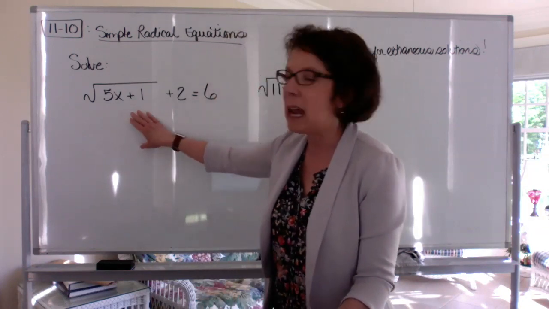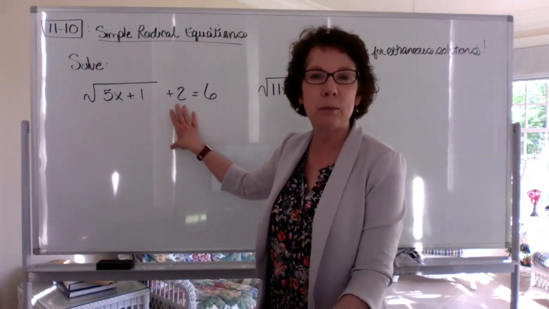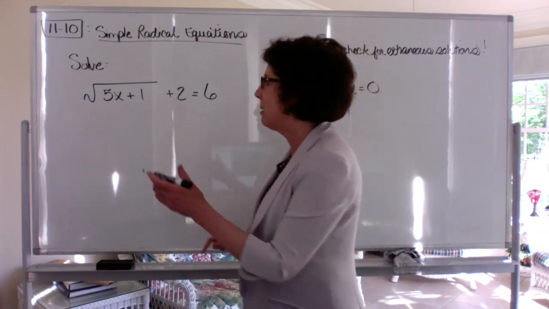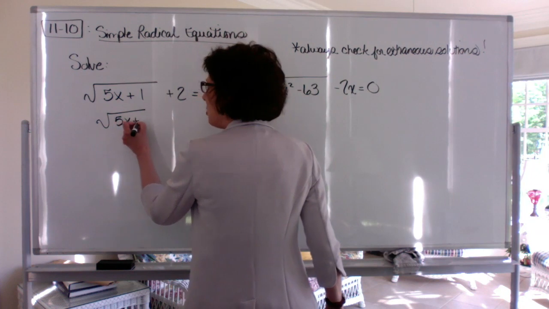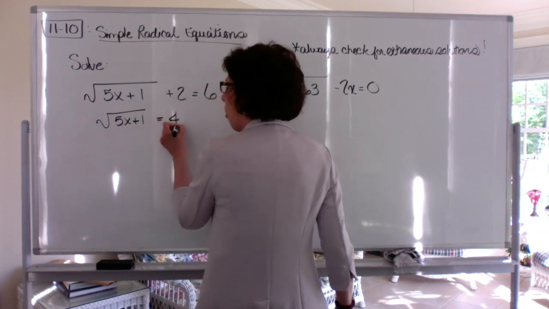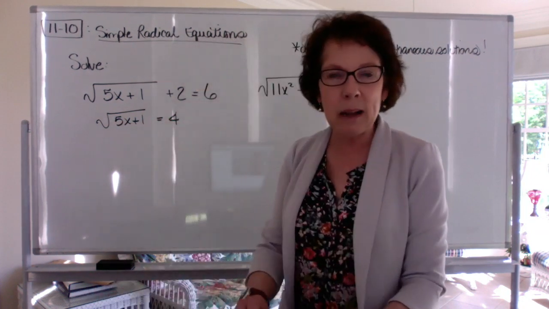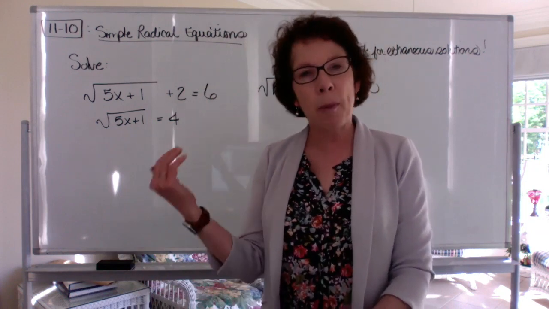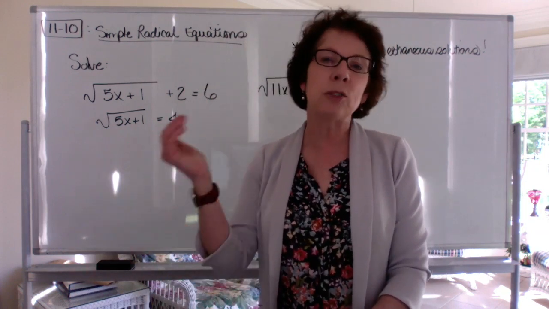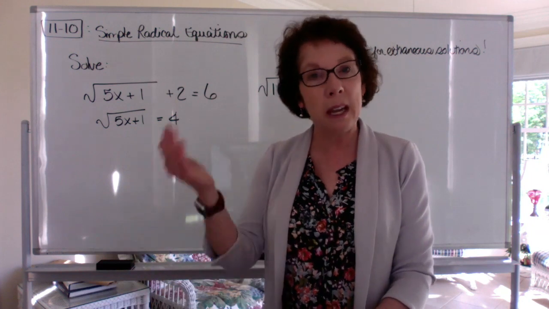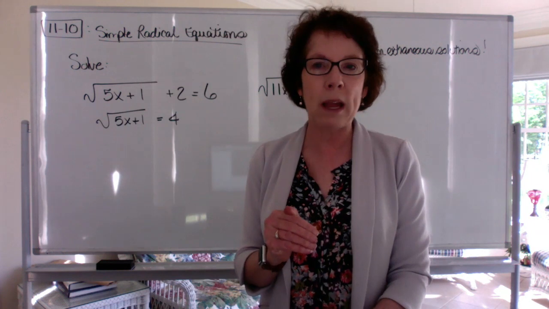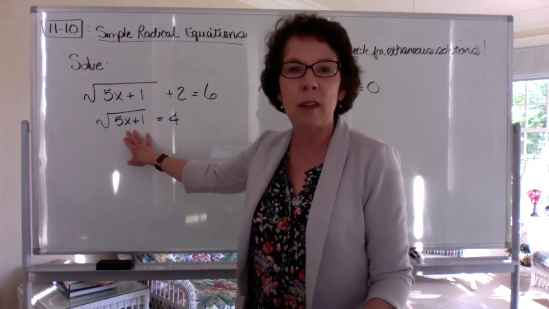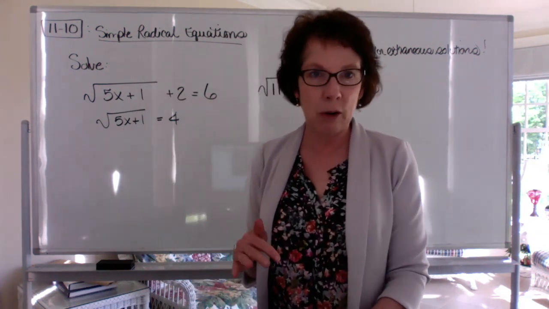In this first example, in order to isolate the radical, I'm going to subtract 2 from both sides. So I'm going to end up with the square root of 5x plus 1 equals 4. Now, I've isolated my radical. What is the opposite of taking a square root? It is squaring. So we're going to square both sides of our equation in order to get this variable out from under the root.